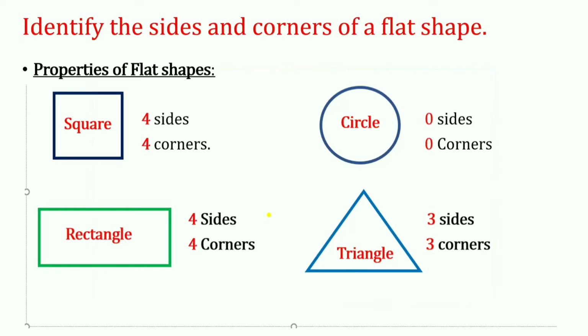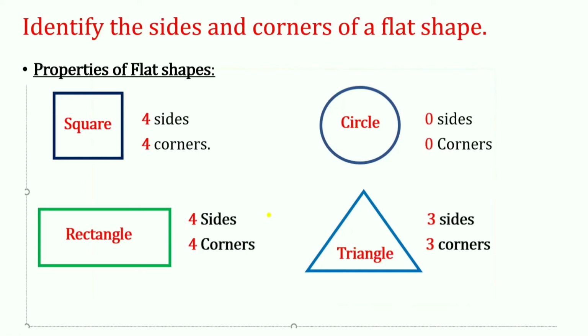A rectangle has 4 sides and 4 corners. As I said, a square has these 4 sides. All these 4 sides are equal in length. But in a rectangle, the 2 opposite sides are equal in length. You can notice that these 2 opposite sides of the rectangle are longer and these 2 opposite sides of the rectangle are shorter.